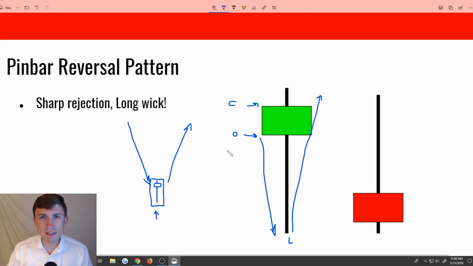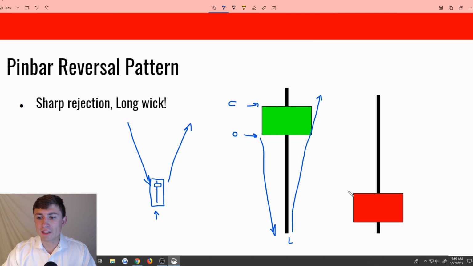Now, is it going to work every single time? No, it's not. But nothing is going to be perfect when coming to trading, right? This can give us an edge or a probability of being correct in which way the market may be headed next. Now, similarly, we have a bearish Pinbar, and I've created an example right here.